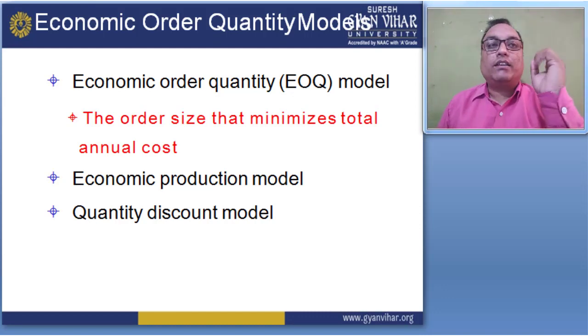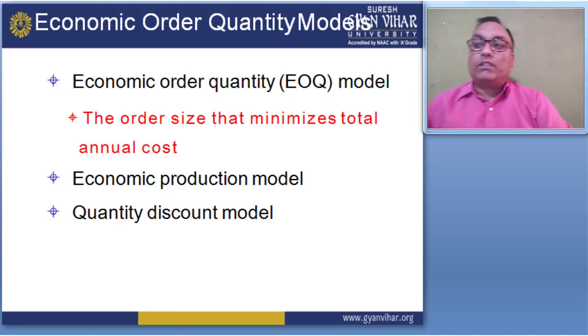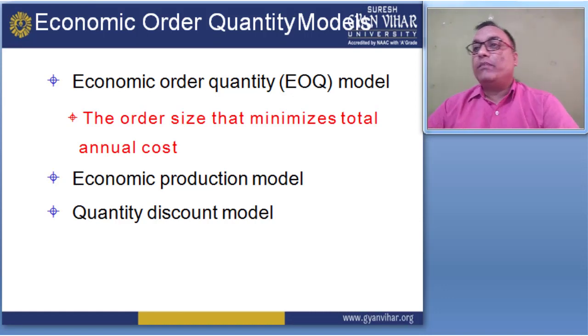EOQ models seek to ensure that the right amount of inventory is ordered per batch, so the company does not have to order too frequently, and there is not an excess of inventory sitting on hand. It assumes a trade-off between the inventory holding cost and the inventory setup cost, and total inventory costs are minimized when both setup cost and holding cost are minimized.